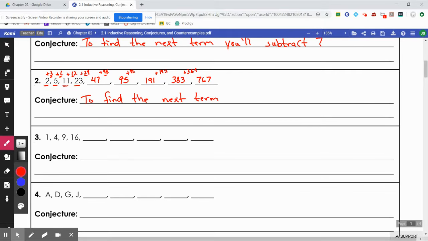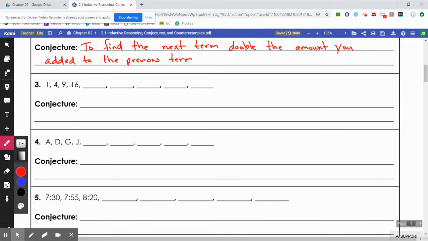So to find the next term, we will double the amount you added to the previous term. Just something to tell what you did to find that next term, okay?